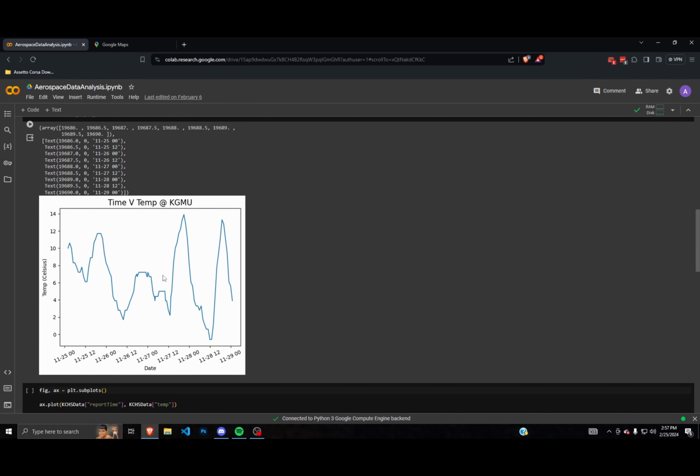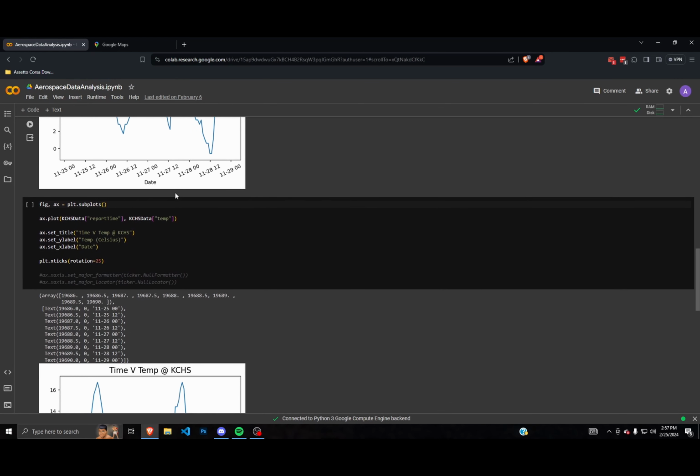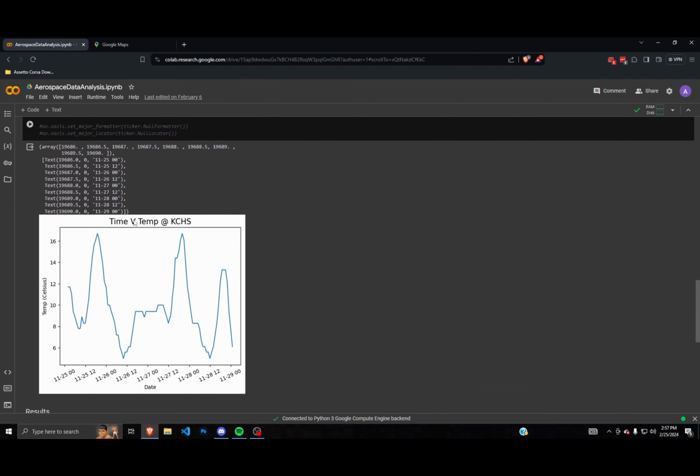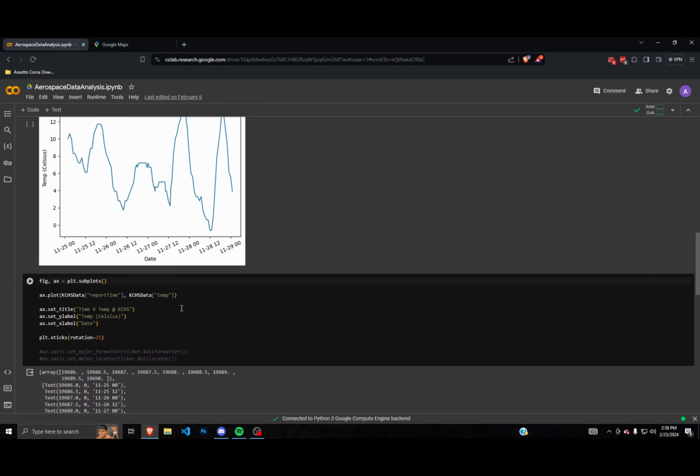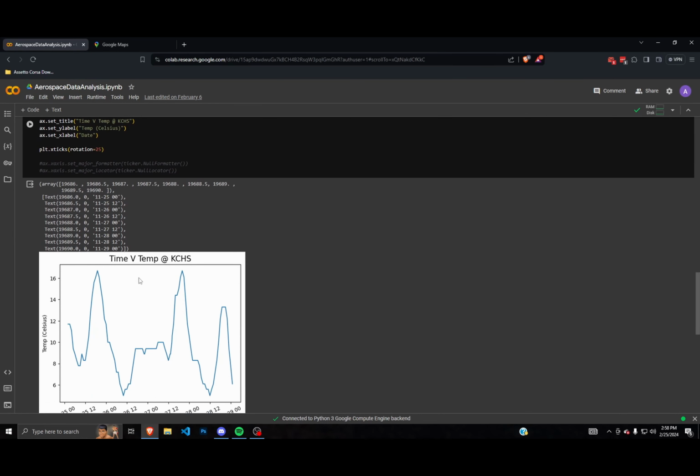But what's important here is when you look at the peak of this graph on the 27th of November in the afternoon, it peaks at around 14 Celsius. And this is important because when you go down to this graph right here, which is, once again, the time versus the temperature at Charleston's airport, you'll see that the graph tends to peak at around 17 Celsius, which is interesting. Here 14, here 17, right?